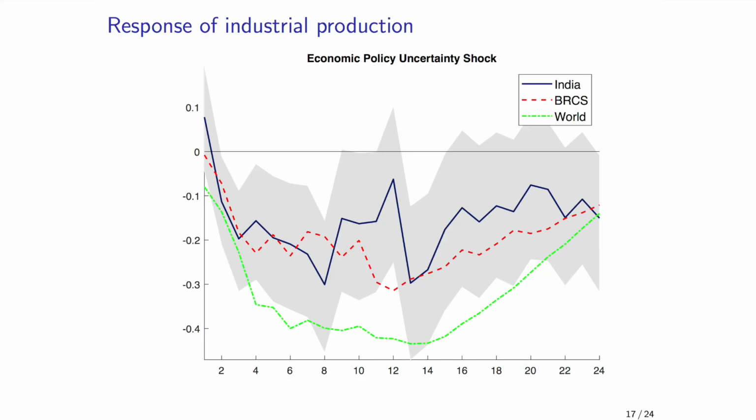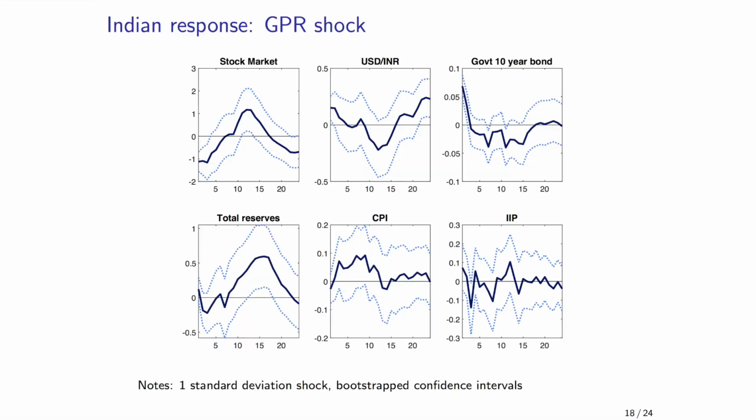To compare the magnitudes, here the response of India, again in the blue line, is very similar to the BRICS countries, but both those responses are about half the size of what you see for the advanced economies. So for this economic policy uncertainty shock, to a certain extent, India and the BRICS countries are less affected than the advanced economies. Okay. Here's the responses of the geopolitical risk shock.